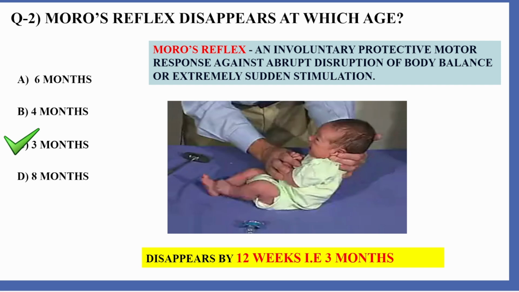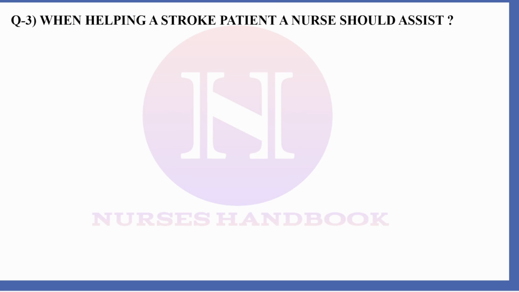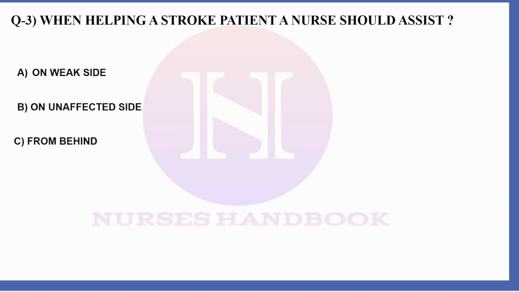Moving to question number 3. When helping a stroke patient, a nurse should assist. Option A, on the weak side, option B, on the unaffected side, option C, from behind, and option D, from back. And the correct answer is option A, on the weak side.